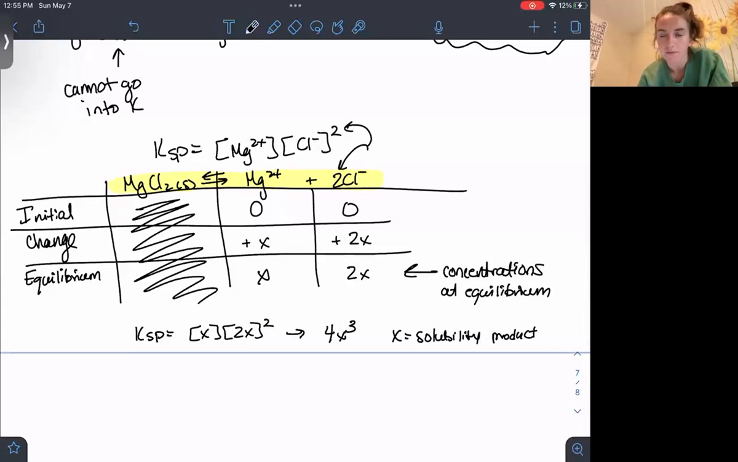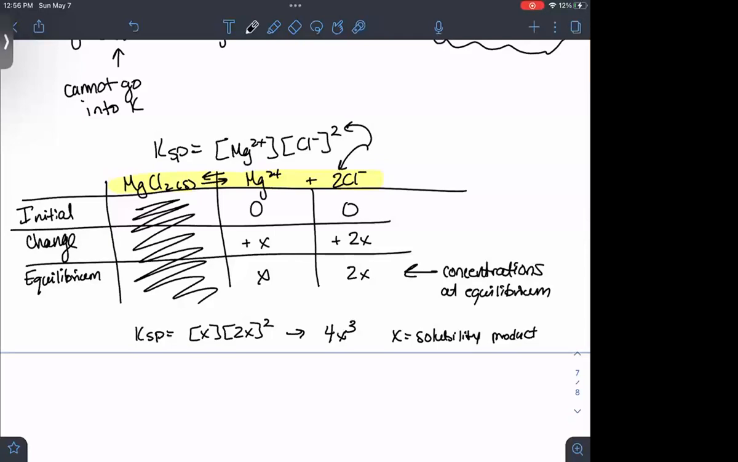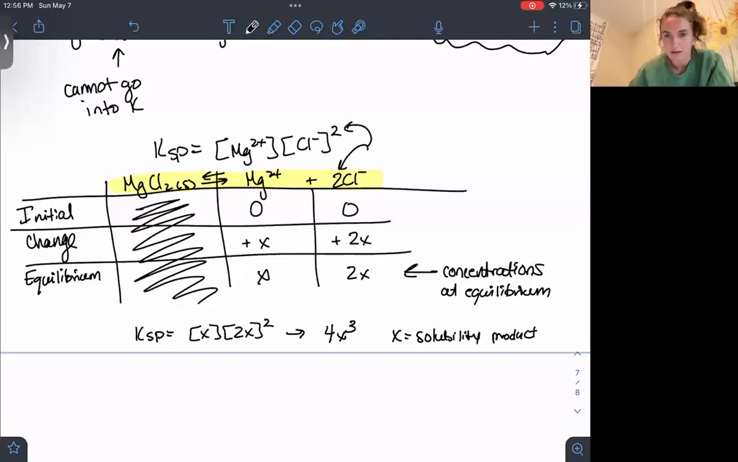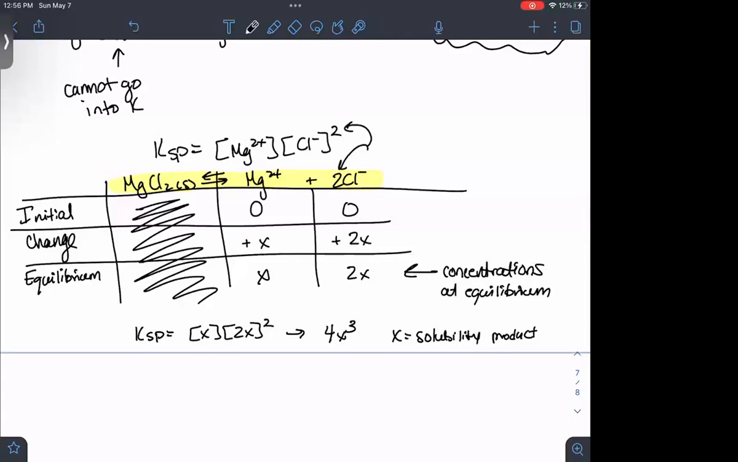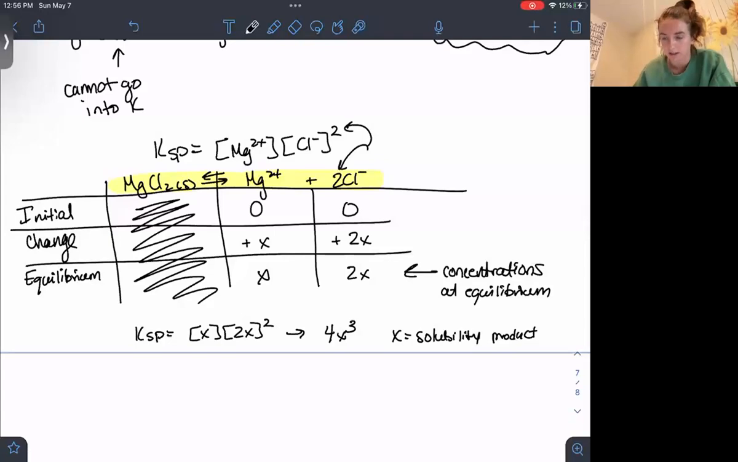And then Gabriel, KSP is the equilibrium of the solubility product. So the actual value of X is the solubility product. KSP is just the term we give for the equilibrium of your ions in solution. So KSP is equal to 4x². Yes. Yep. So for this one, KSP is equal to 4x cubed.